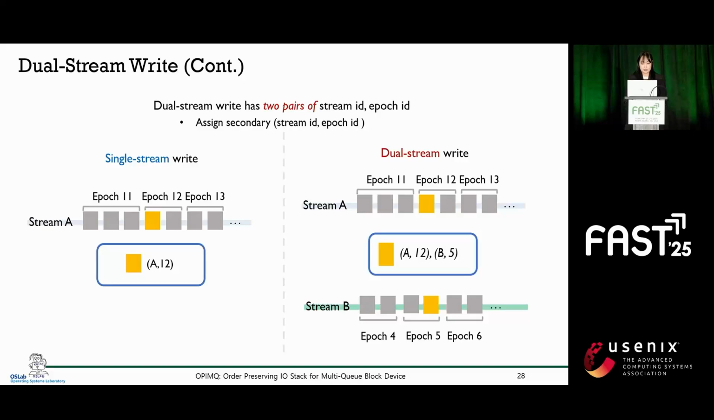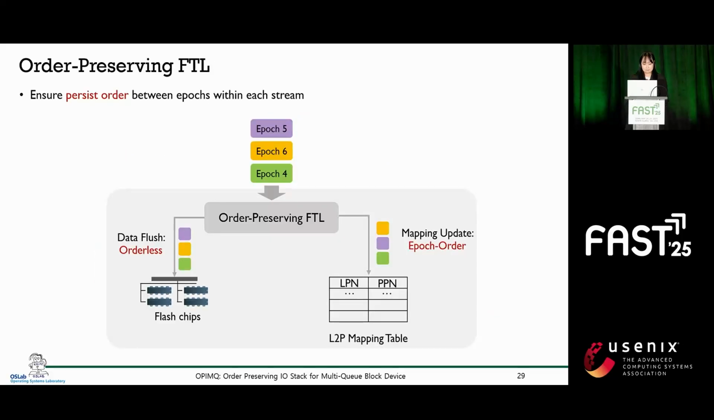A dual stream write carries two pairs of stream and epoch IDs. In addition to its original stream and epoch ID, it is assigned a secondary stream and epoch ID. In the diagram, a write request in epoch 12 of stream A is marked as a dual stream write, carrying two pairs of IDs: stream A, epoch 12, and stream B, epoch 5.